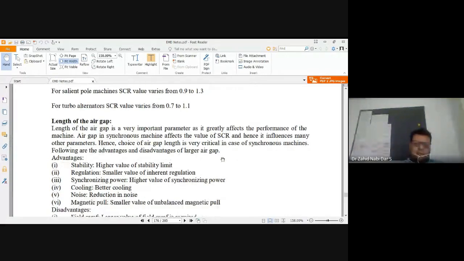Length of air gap is a very important parameter as it greatly affects the performance of the machine.